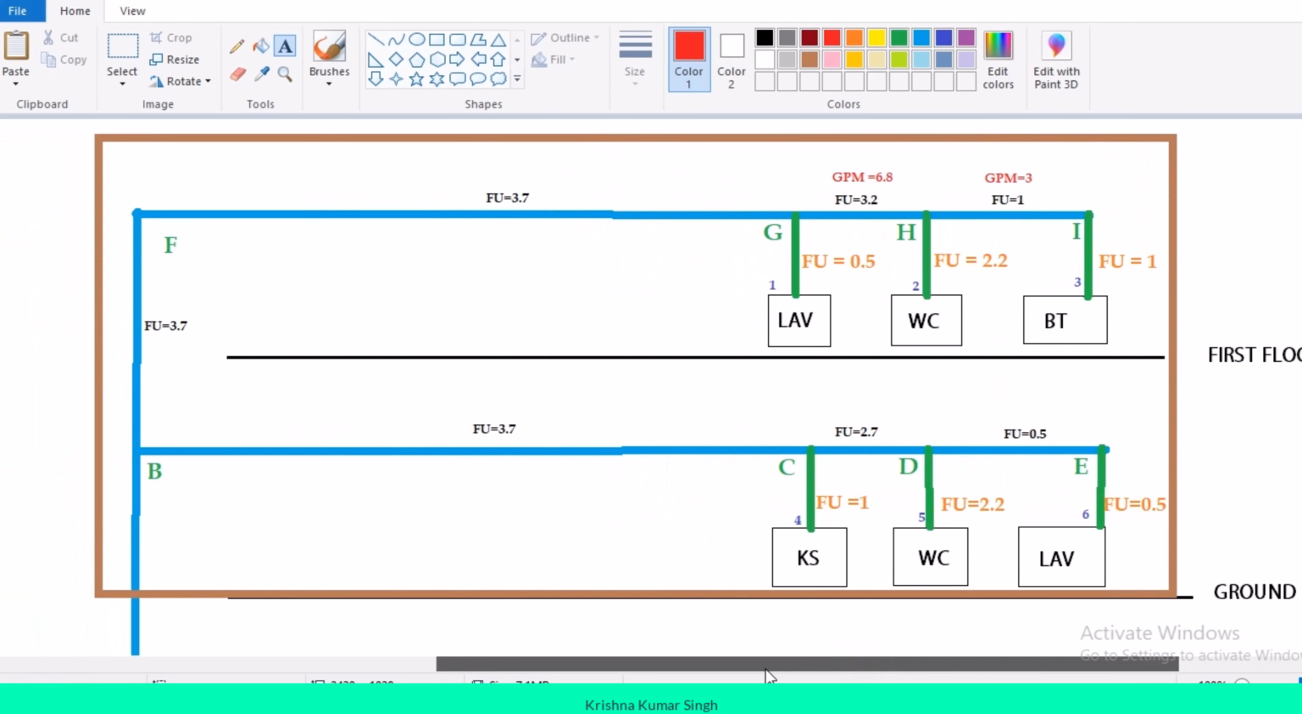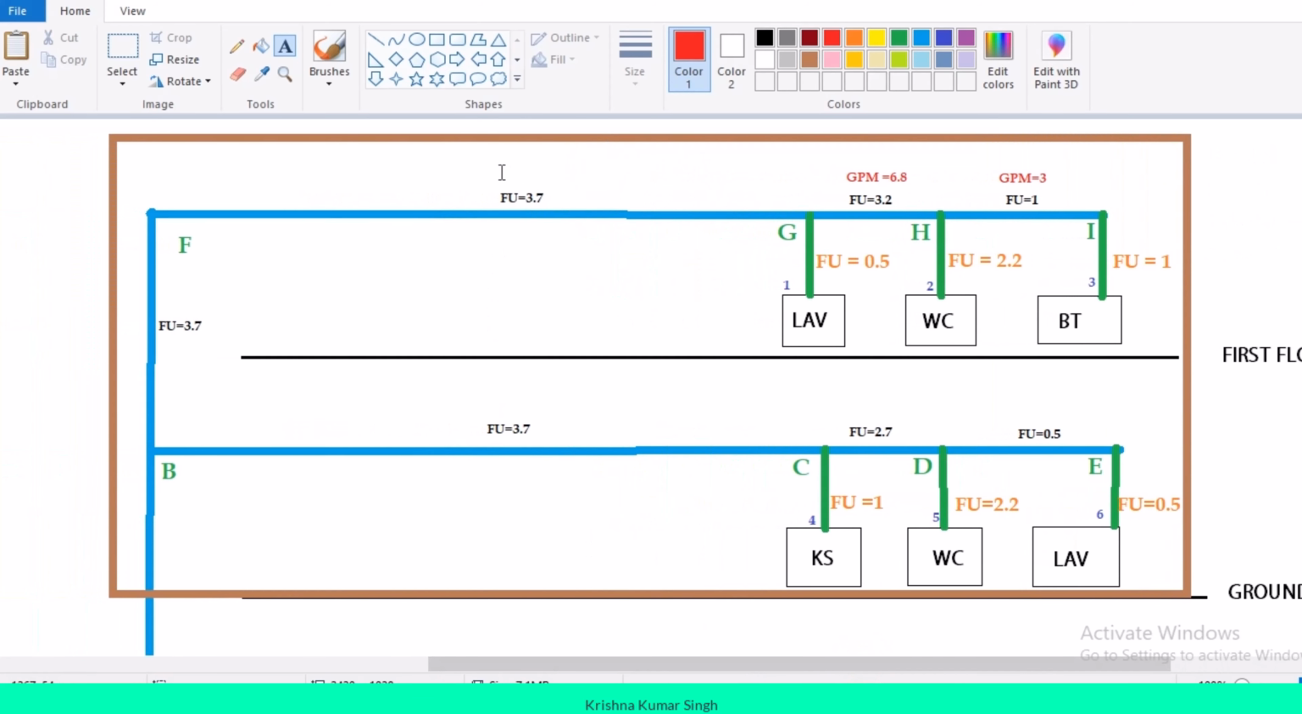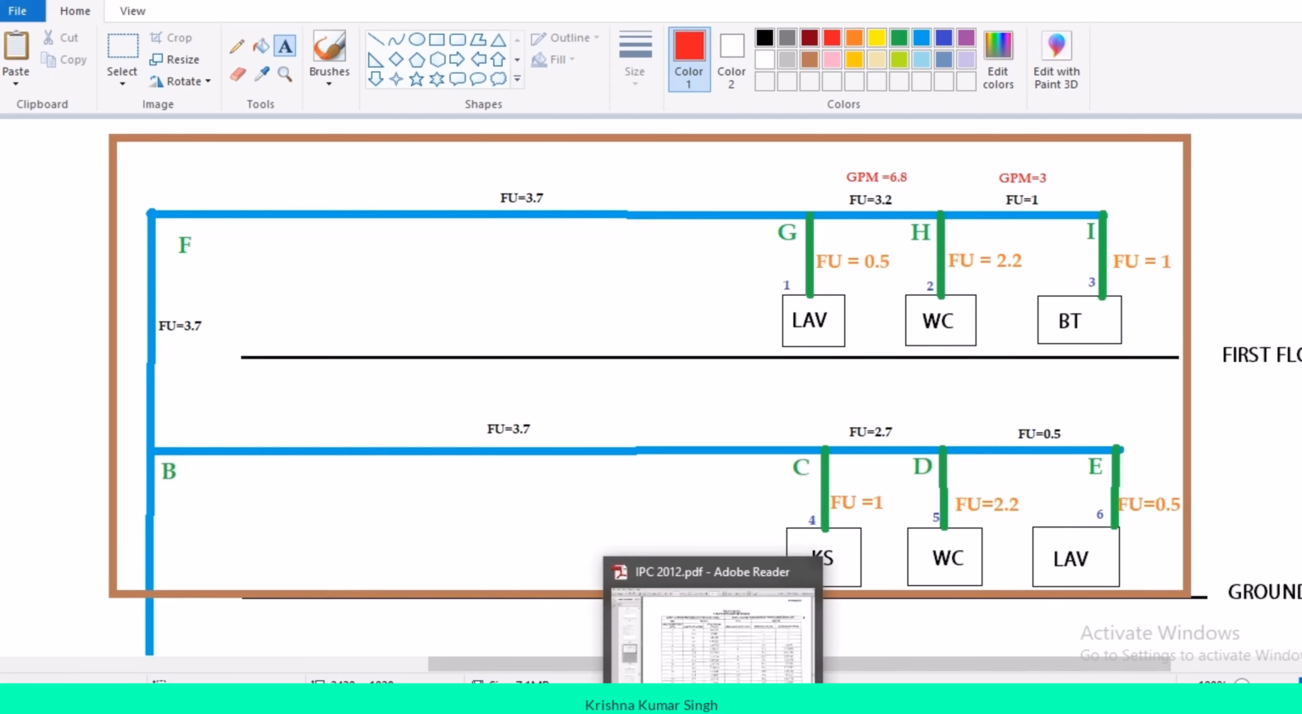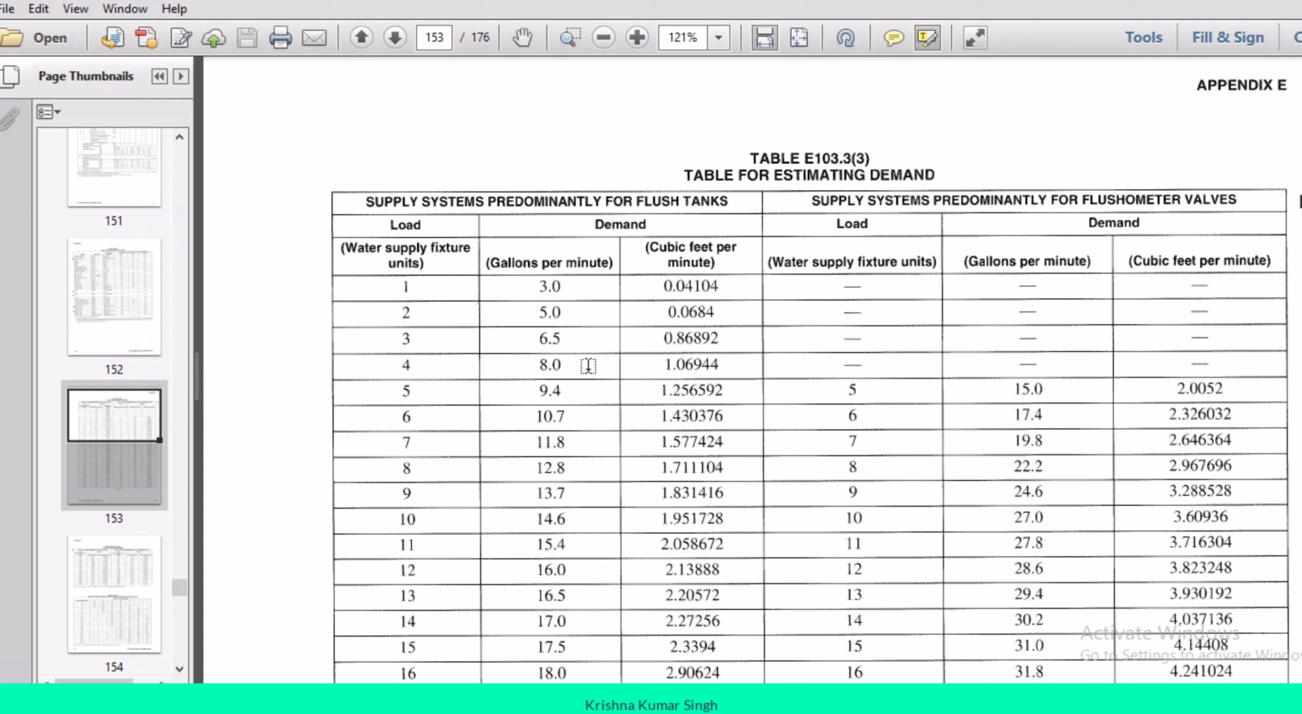Now let's find out GPM for 3.7 by using linear interpolation, because you cannot get a direct value. In this chart we have 3 and 4 only. We don't have values in between 3 and 4.